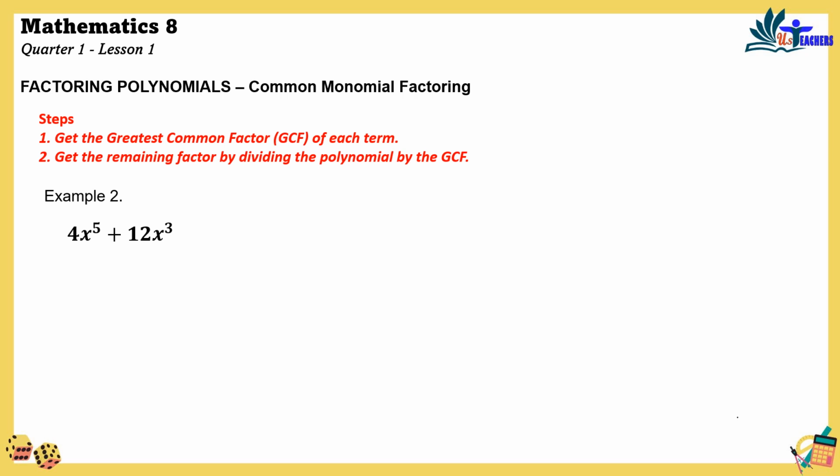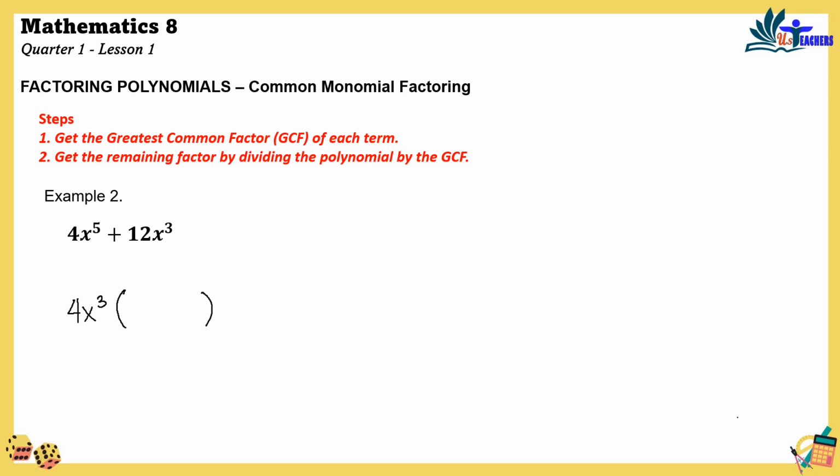Example number 2. 4x raised to 5 plus 12x raised to 3. So, step 1, find the GCF. What is the GCF of 4 and 12? That is 4. And then, what is the GCF of x raised to 5 and x raised to 3? So, remember, pipiliin yung may pinakamababang exponent. So, sino yung may mababang exponent? Si x raised to 3. So, that is now the first factor. So, maglalagay tayo ng parenthesis para hanapin pa yung isa pang factor niya.